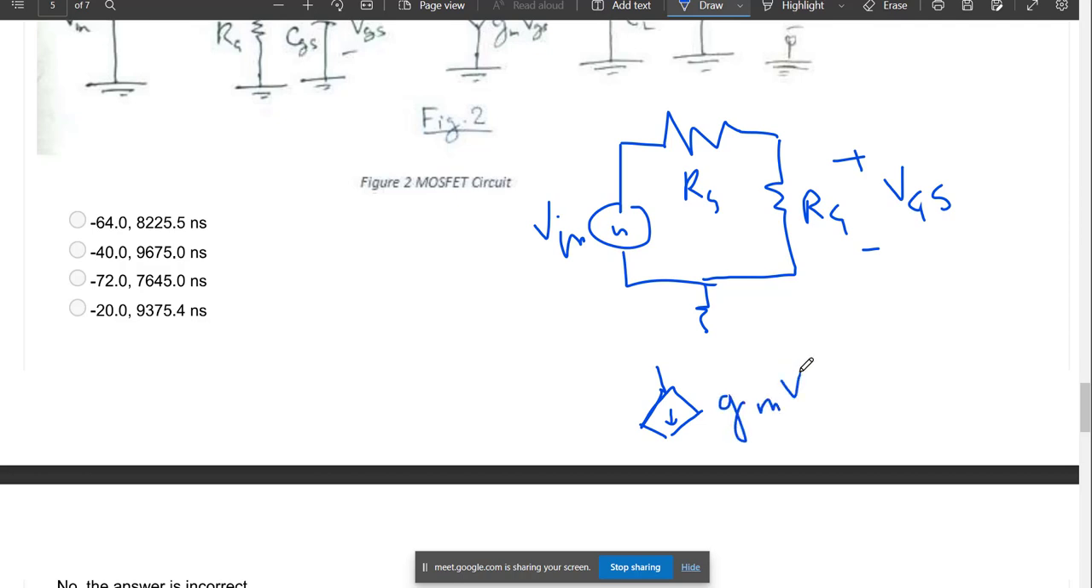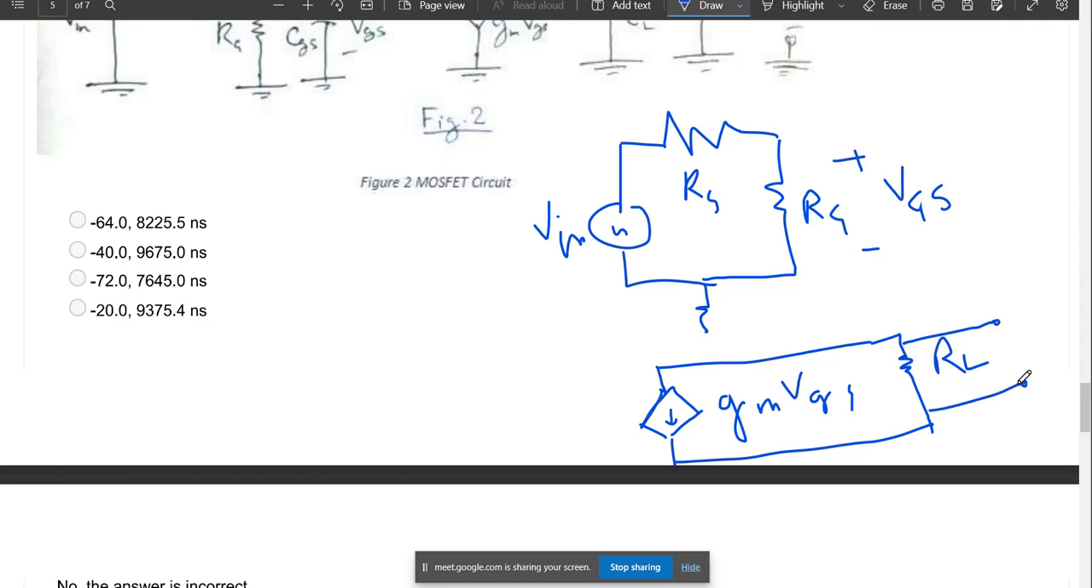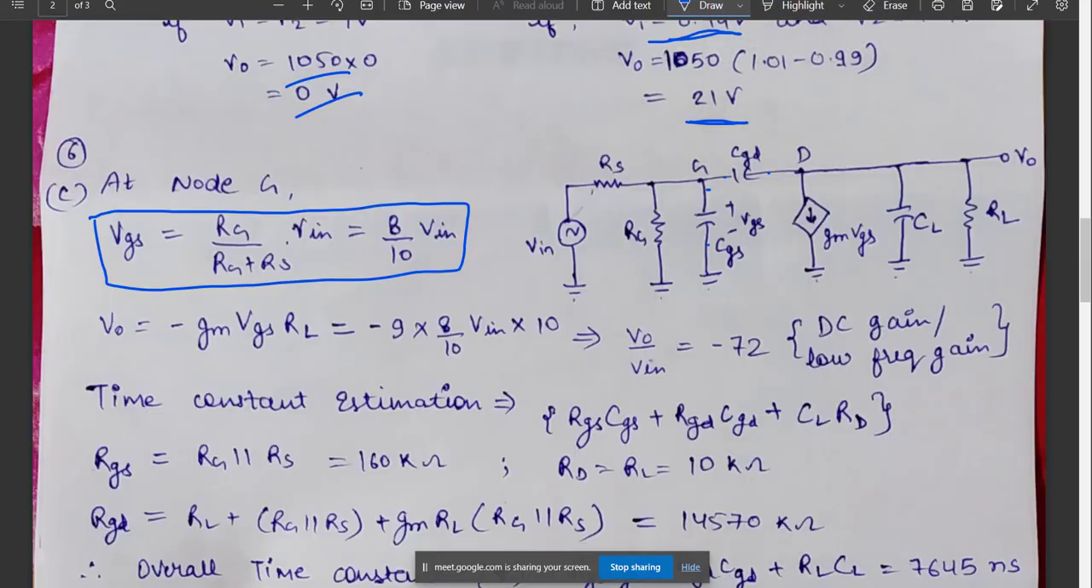GM, we already know VGS, and RL, and at this point we have to find out V0. Any doubt here in the equivalent circuit? Any doubt till here? No. Okay, so this is how we got the value of V0.